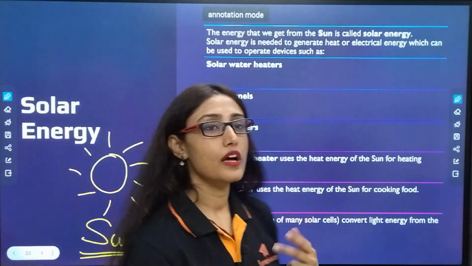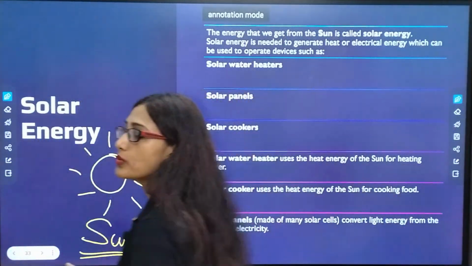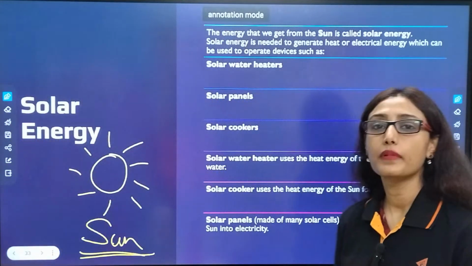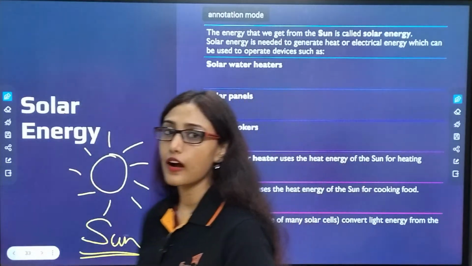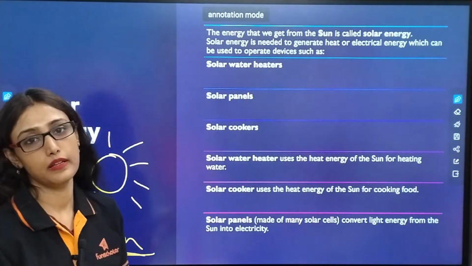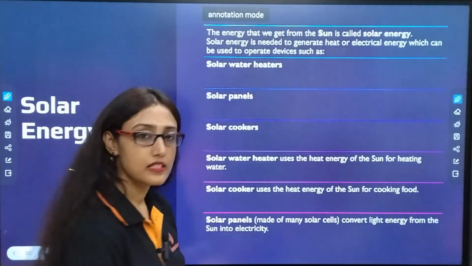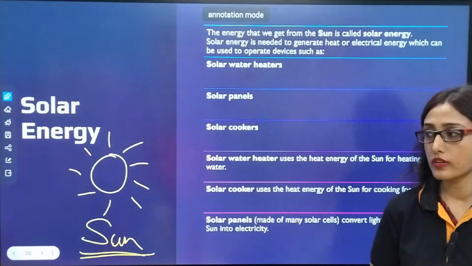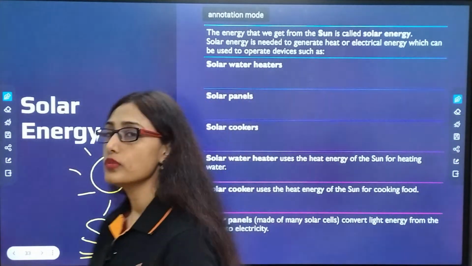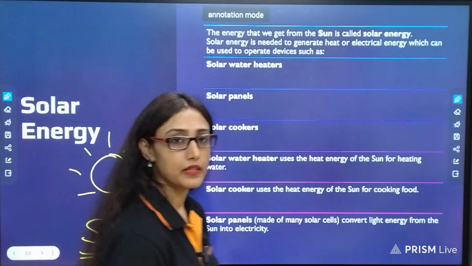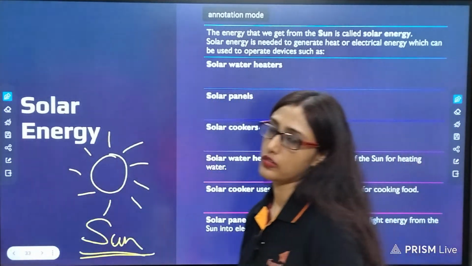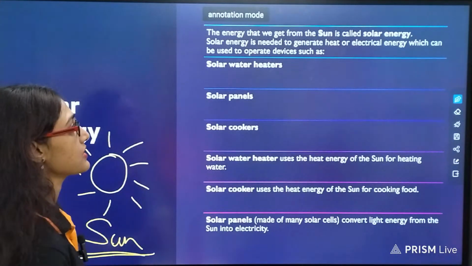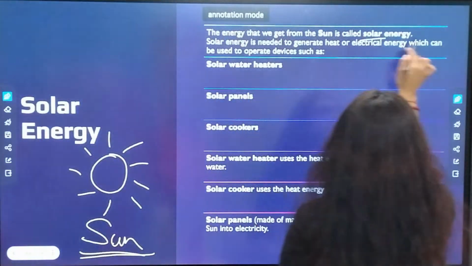Okay, again, solar cookers are used to cook food. No use of gas. Such a wonderful thing, but we still do not use it much, though it is highly recommendable. Then solar heaters are used in cold countries because of extreme cold. Whenever there is sun, they use solar energy to keep themselves and their homes warm. So the energy that we get from the sun is called solar energy.